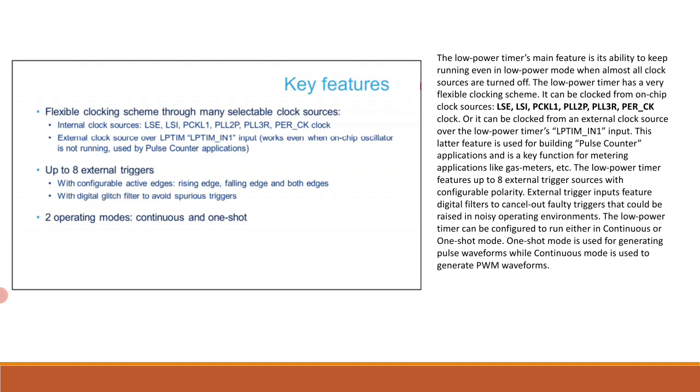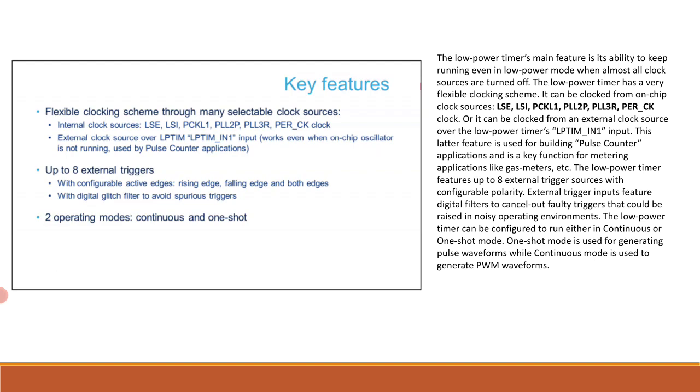It can be clocked from on-chip clock sources, that is LSE, LSI, PCLK1, PLL2P, PLL3R, PER_CK clock, or it can be clocked from an external clock source over the low power timer's LPTIM_IN1 input. This latter feature is used for building pulse counter applications and is a key function for metering applications like gas meters, etc.